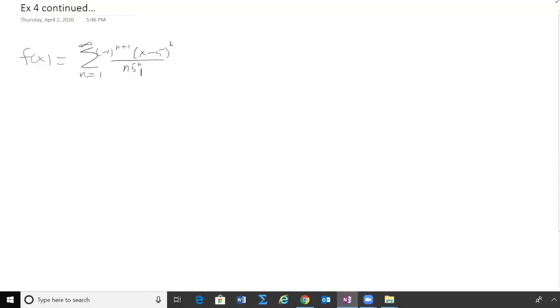All right, here we're going to do this. This next one is 9.8, and first we're going to find the derivative. Now, these power series can be differentiated term by term.